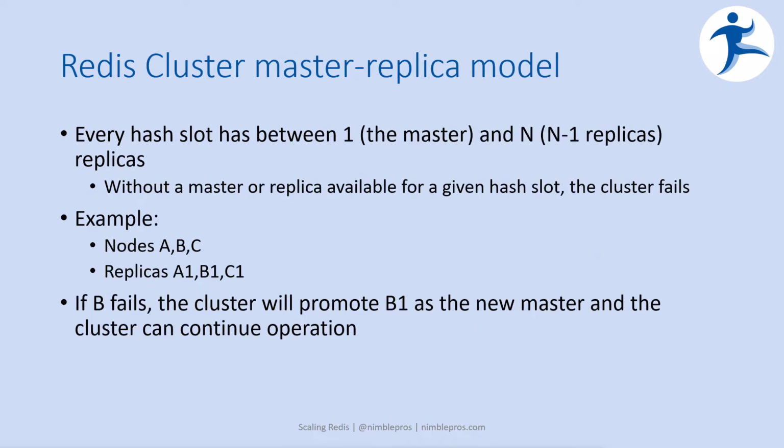Redis clusters should use replicas to ensure data integrity in the event of a node failure. Every master node should have at least one replica node. This way, if the master node dies or is unavailable, there is a replica available that can be promoted to master, allowing the cluster to continue operation.